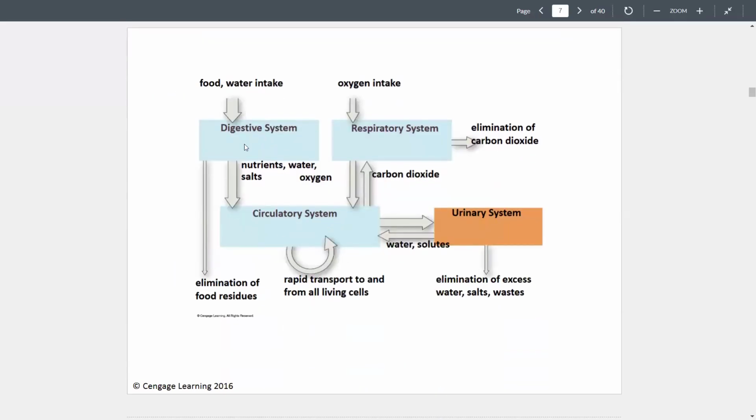So this is showing the path that waste takes. If it's solid waste, you make feces. If it's liquid waste, it goes through the urinary system or respiratory.